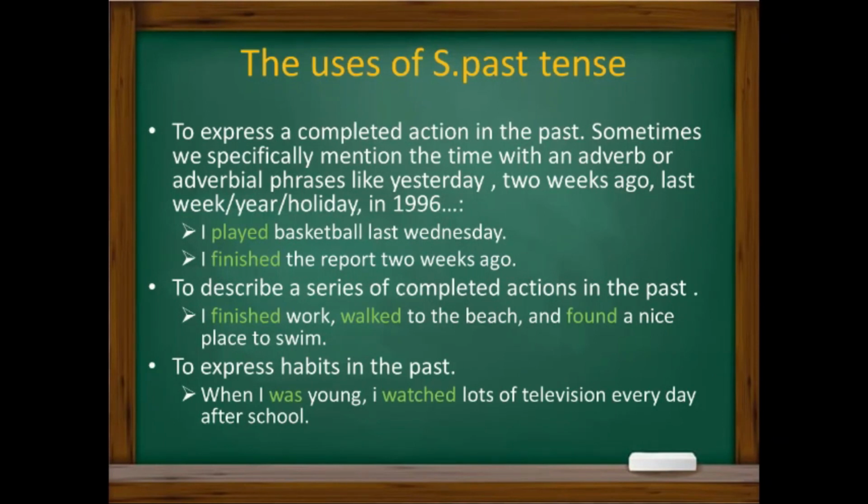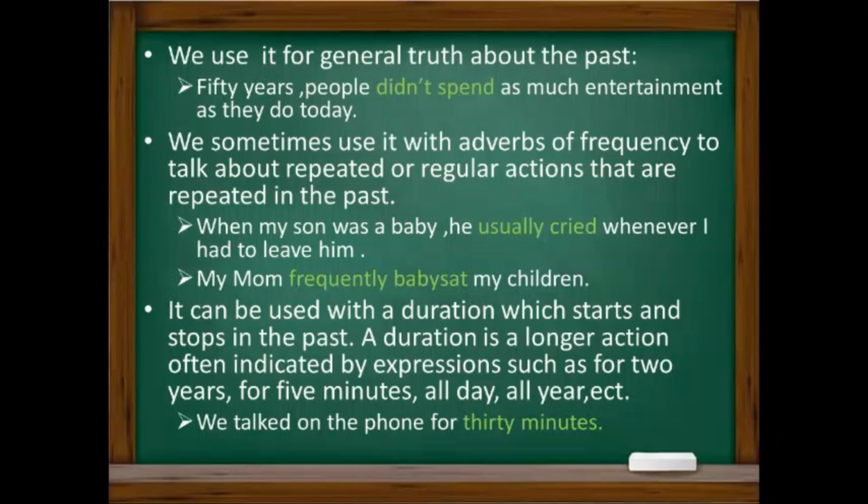We use it to describe a series of completed actions in the past. Example: I finished work, walked to the beach, and found a nice place to swim. To express habits in the past. Example: when I was young, I watched lots of television every day after school. We use this for a general truth about the past. Example: 50 years ago, people didn't spend as much on entertainment as they do today.